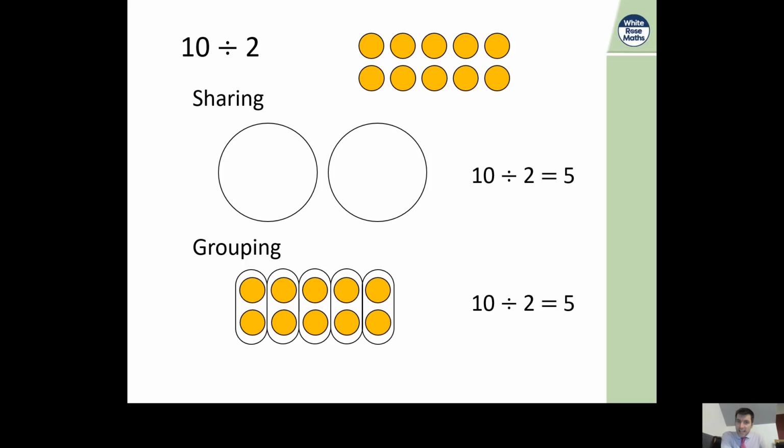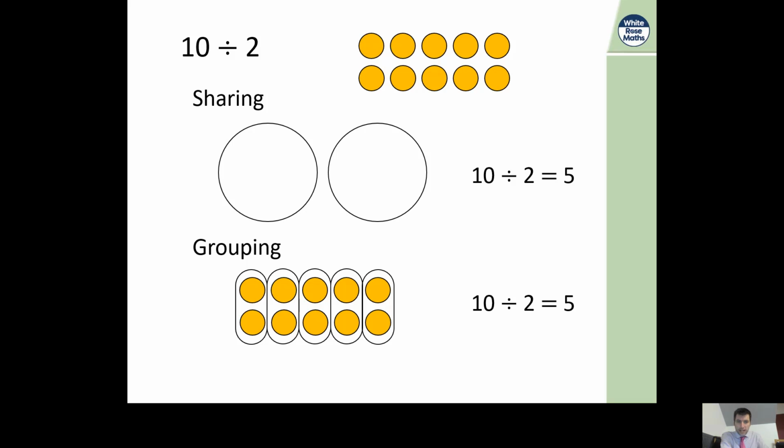Now I've got my 10 there presented as an array where it's 2 high and 5 along. That helps me understand what I'm doing. So I can now share that 10 into 2 groups, and in each group, if I put them together, I'll see I end up with 5. So 10 shared between 2 groups is 5 in each group. It's grouping. I've grouped together my 10 into 2 groups of 5 in each group.